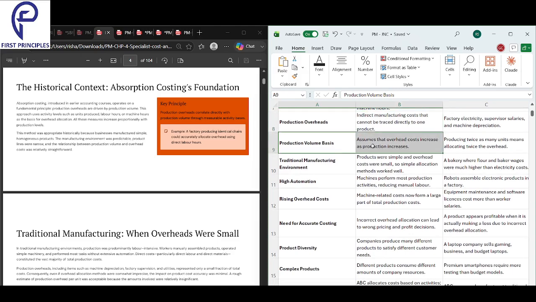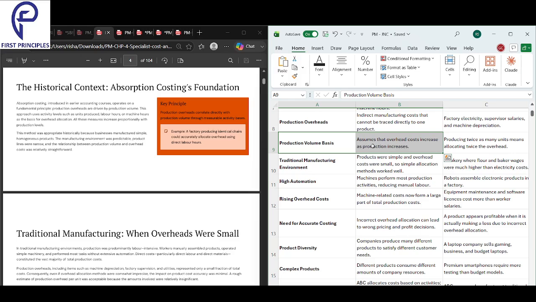Production volume basis assumes that overhead cost increases as production increases. What does it assume? It assumes that the overhead cost increases as production increases. That means, if I make one mobile phone, I have an X amount that will cost as overhead, indirect cost. If I make one iPhone, all the indirect cost will be for one iPhone.